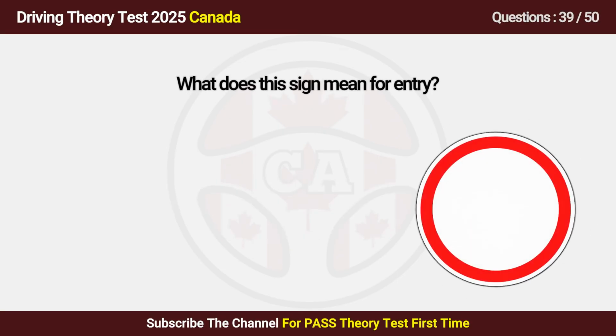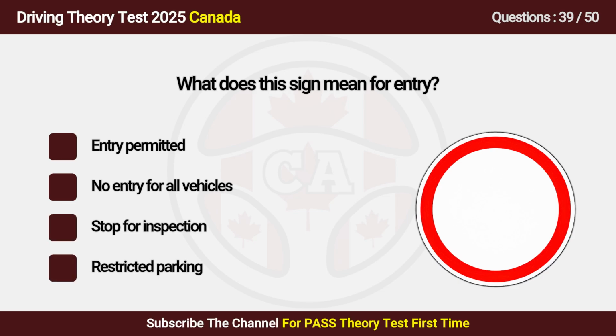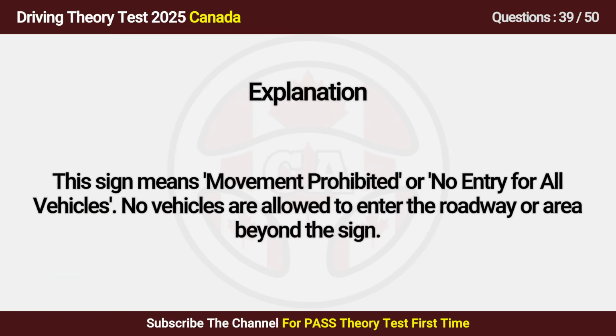Question 39. What does this sign mean for entry? A. Entry permitted. B. No entry for all vehicles. C. Stop for inspection. D. Restricted parking. Answer is B. No entry for all vehicles. This sign means movement prohibited or no entry for all vehicles. No vehicles are allowed to enter the roadway or area beyond the sign.